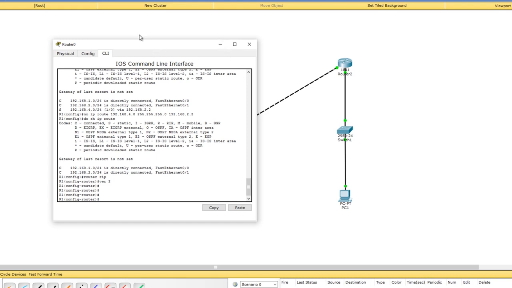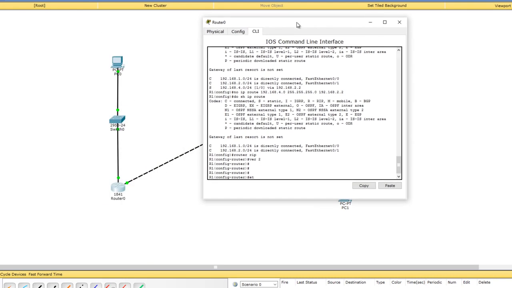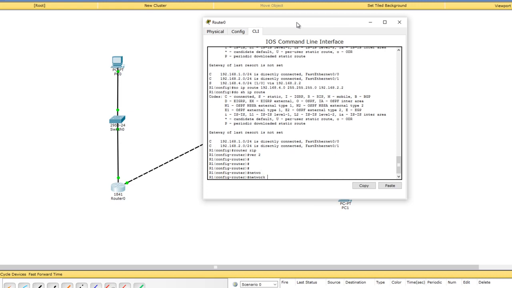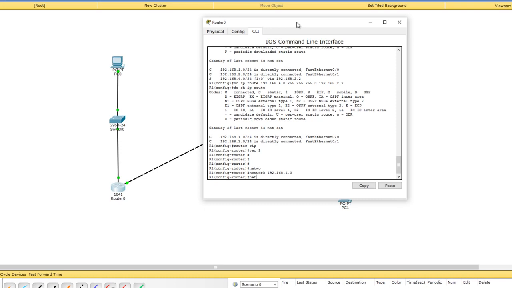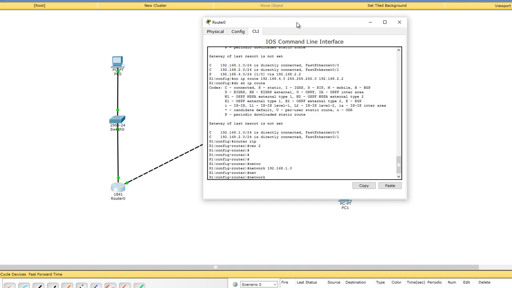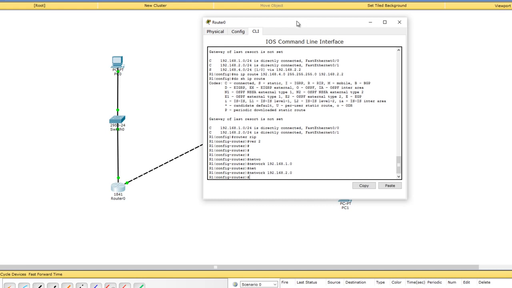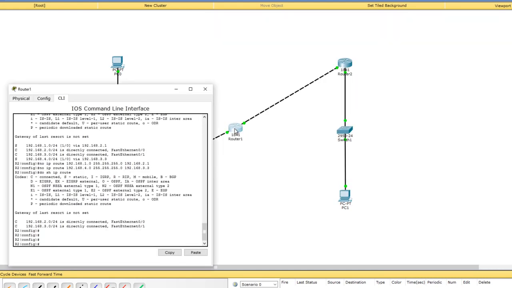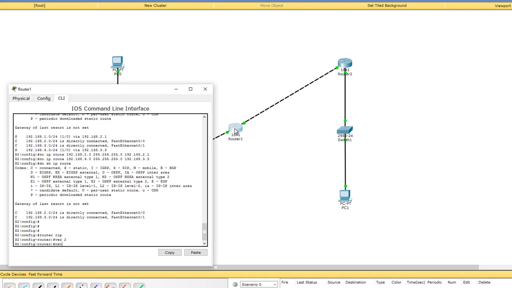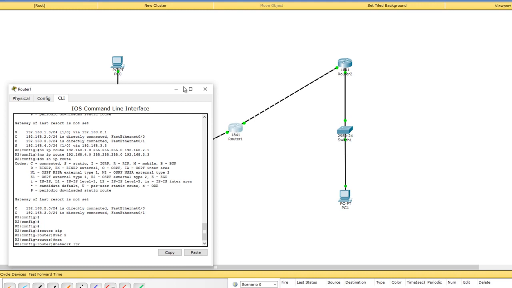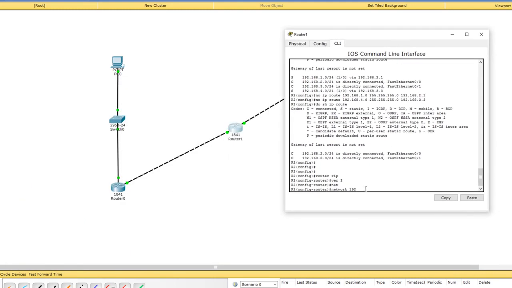I'm going to say network 192.168.1.0, network 192.168.2.0, done. I come here, I'm going to say router RIP version 2 network 192. So what I'm technically doing is I'm just typing in the network that it is connected to. So this device is connected to 1.0 and 2.0.